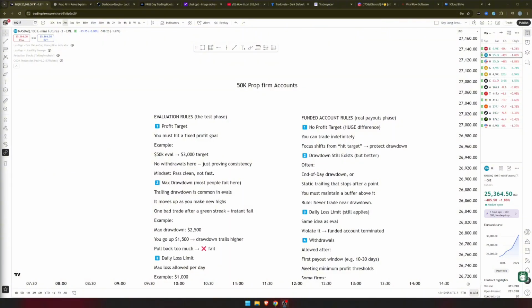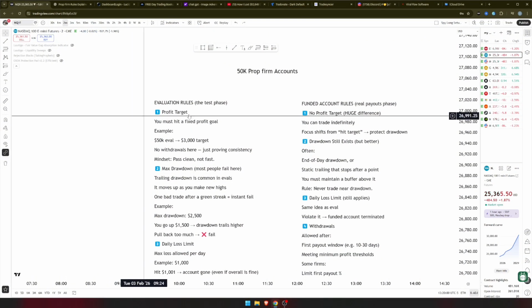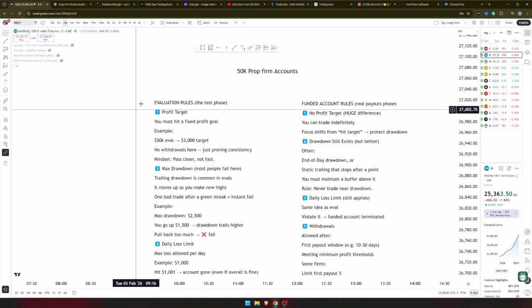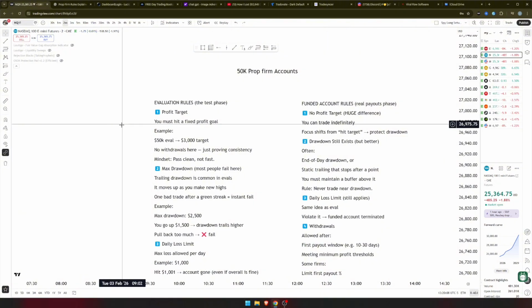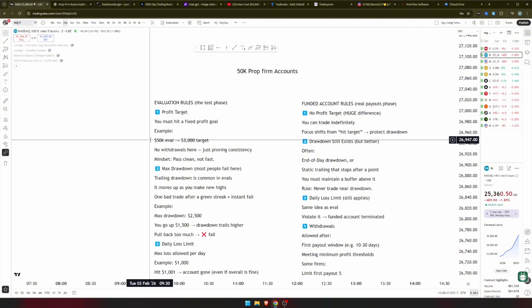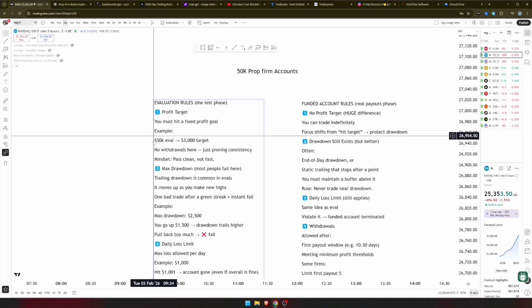So the first thing I want to go over is the evaluation rules right here. So let's talk about your profit target. This is general with all 50K accounts on prop firms. Basically, you want to have a profit target of 3K. So you're starting off at your 50K and prices vary. Again, you're going to want to check the pricing for different prop firms, but it's generally around $80 USD, somewhere up to 100.